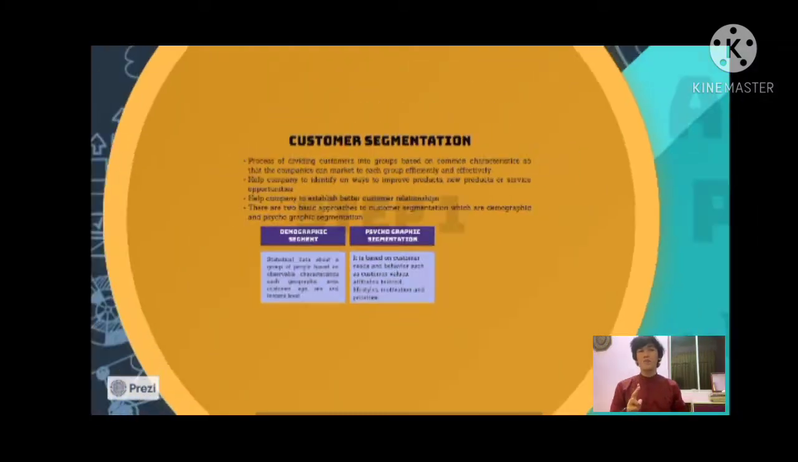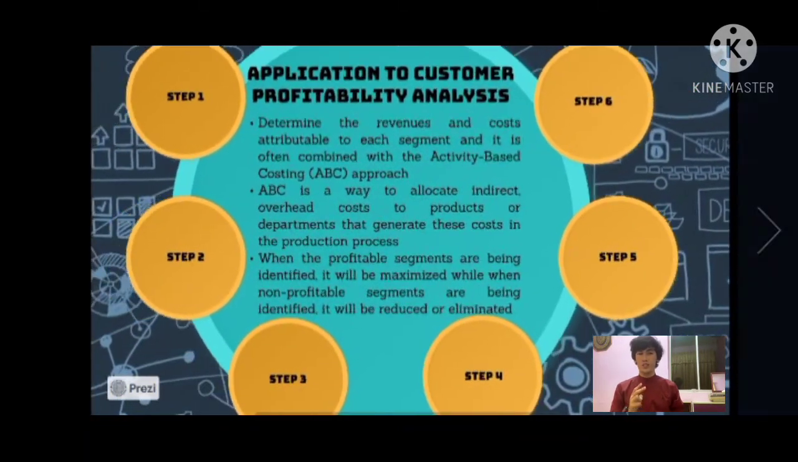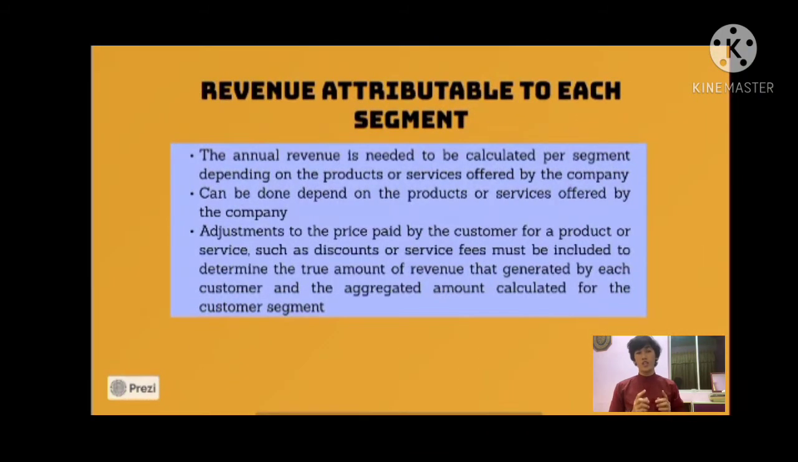The second step is revenue attributable to each segment. After the segmentation has been identified, the annual revenue needs to be calculated per segment depending on the product or services offered by the company. Any adjustment to the price paid by the customer for the product, such as discounts or service fees, must be included to determine the true amount of revenue generated by each customer.